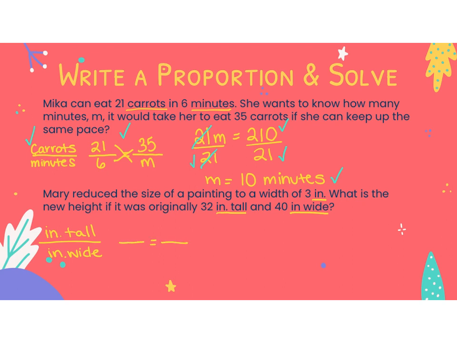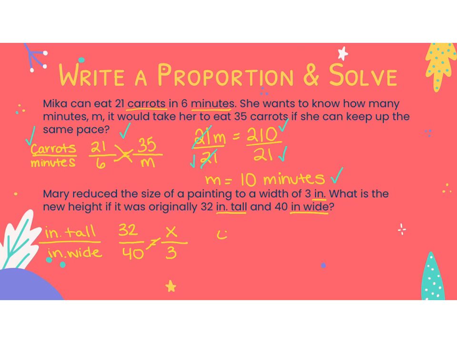Next, I will set up my proportion. I'll draw my 2 fraction bars and my equal sign in between. It says the height was originally 32 inches tall and 40 inches wide. And then she reduced the size of her painting to a width of 3 inches. So I'm going to make sure I write 3 in the denominator because my unit for my denominator is inches wide. We don't know what the reduced height is of our painting. Now that I've set up my proportion, I will cross multiply and solve.